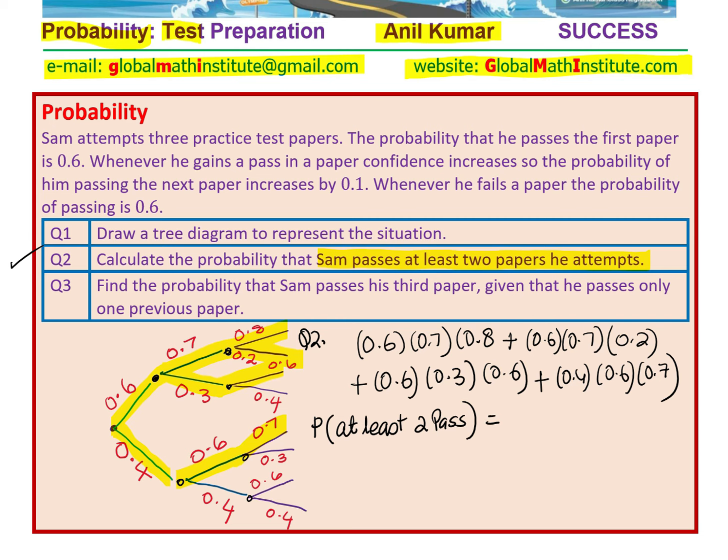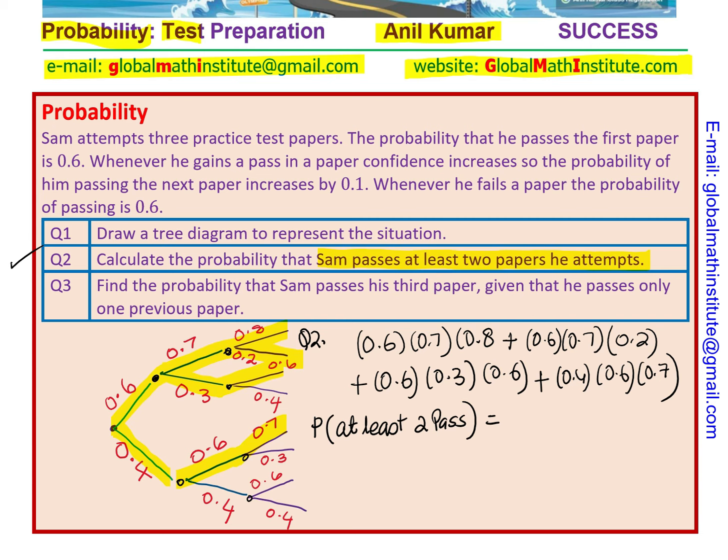So use your calculator. Calculate this answer, right? So what do you get? Just add them all, right? So 0.6 times 0.7 times 0.8 plus 0.6 times 0.7 times 0.2 plus 0.6 times 0.3 times 0.6 plus 0.4 times 0.6 times 0.7, correct?